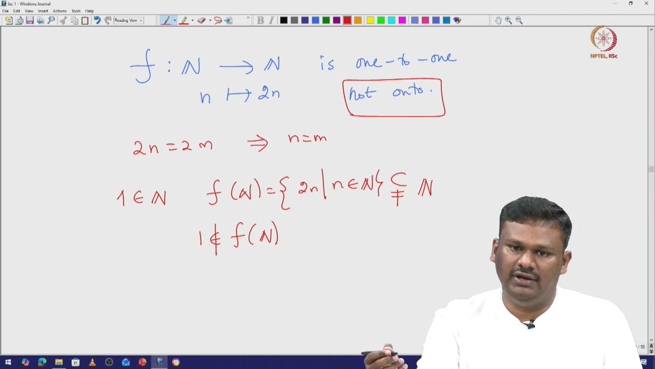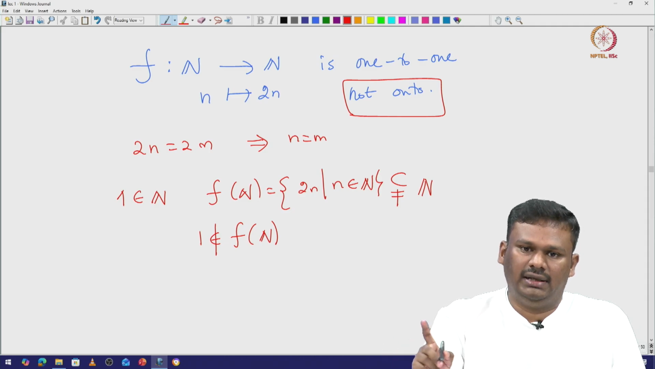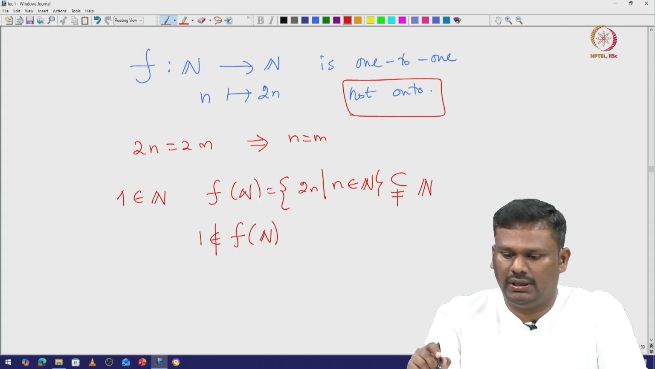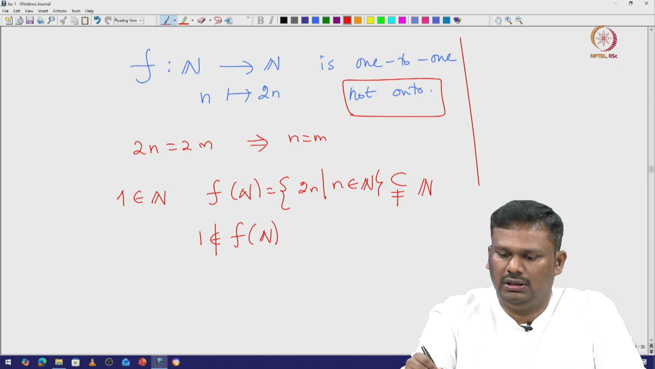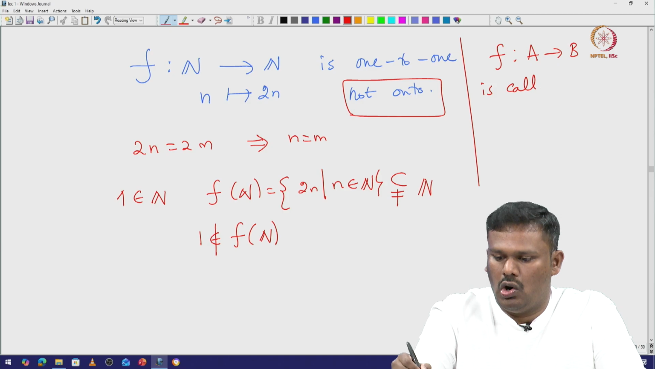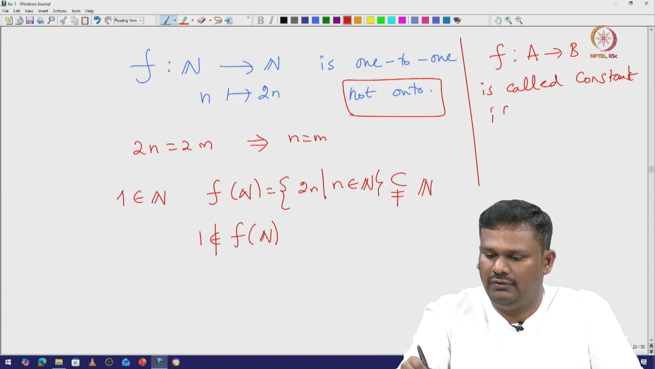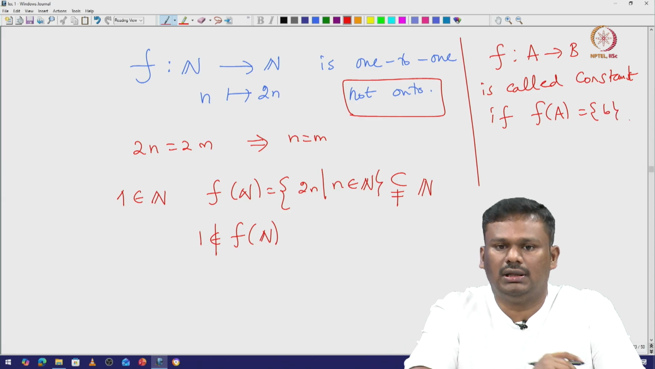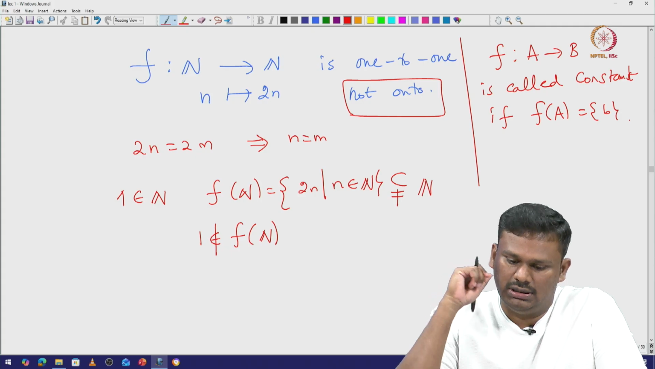Okay. So, we can have various possible functions. We can also have a constant function. Constant functions take only one value. Okay. f from A to B is called constant if f of A is just some singleton b, because all of them map to one element. So, that is what is called constant.